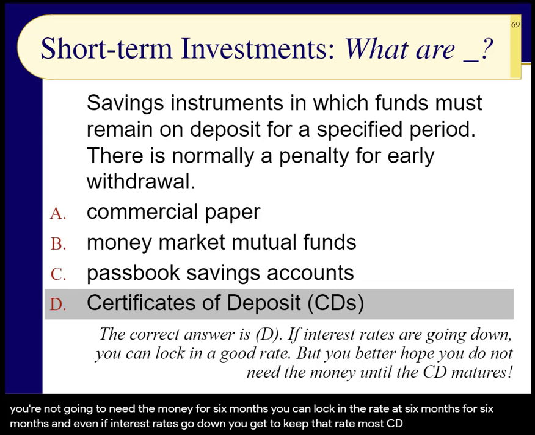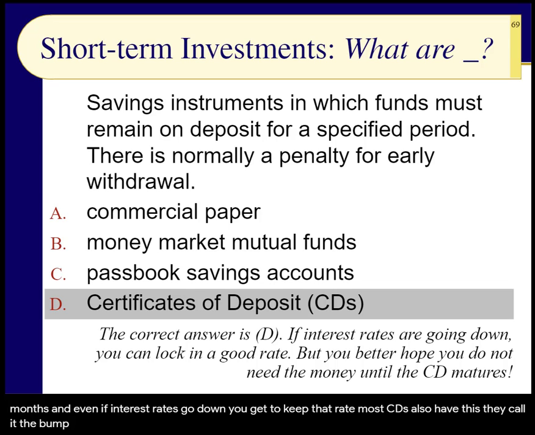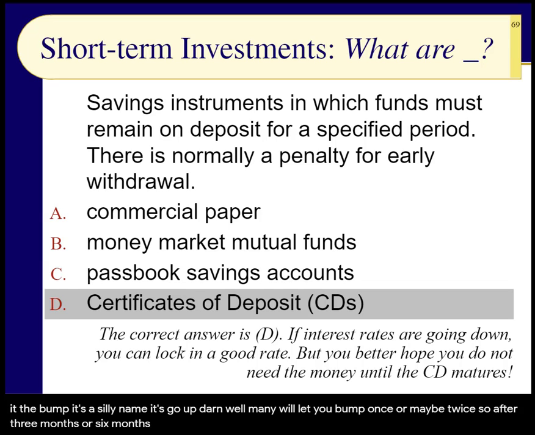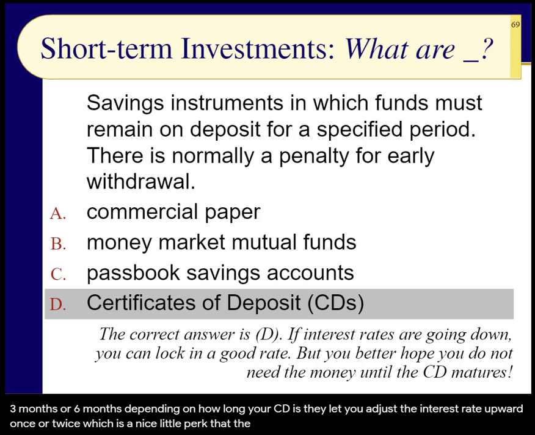Most CDs also have what they call the bump. It's just a silly name. But say you get a CD and interest rates go up. Well, darn. Well, many will let you bump once or maybe twice. So after 3 months or 6 months, depending on how long your CD is, they let you adjust the interest rate upward once or twice, which is a nice little perk that the banks and the credit unions give you.